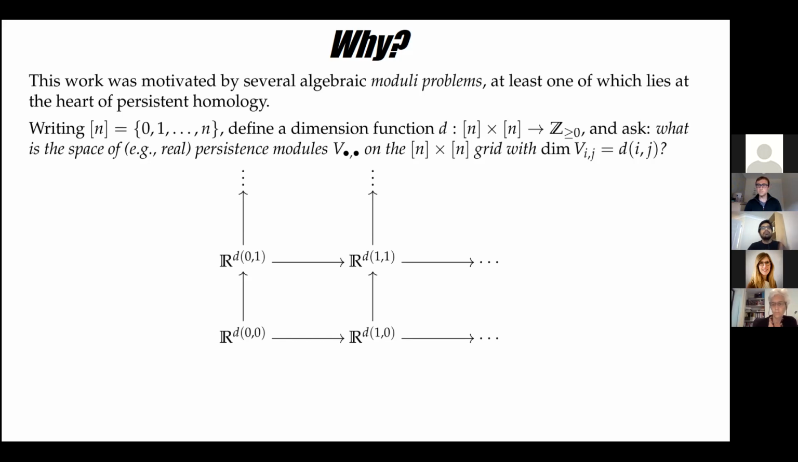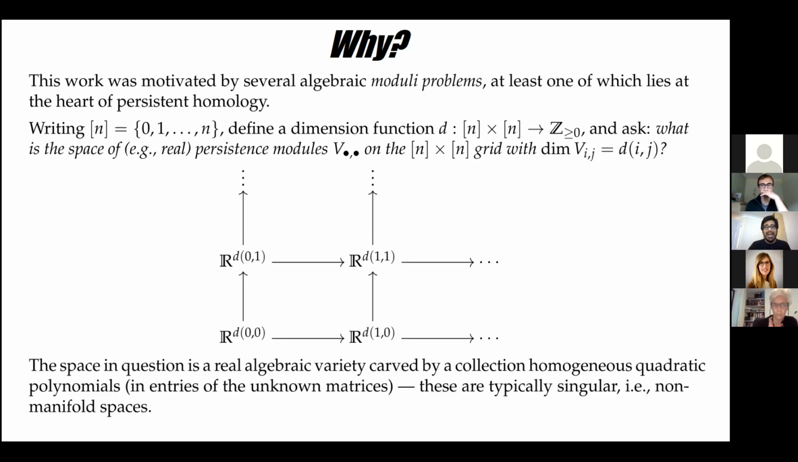So you imagine a matrix of unknown entries going up, a matrix of unknown entries going right. When you multiply them, you get some quadratic polynomials in the entries of the two matrices, similarly right and up, and those two have to be equal. So what we have is a real algebraic variety, which is carved out by these homogeneous quadratic polynomials. And even if you try to solve the simplest homogeneous equations like xy equals 0, you get singularities. So these spaces are never nice manifolds.